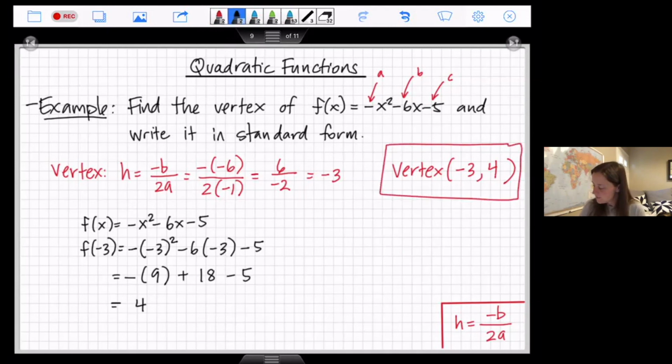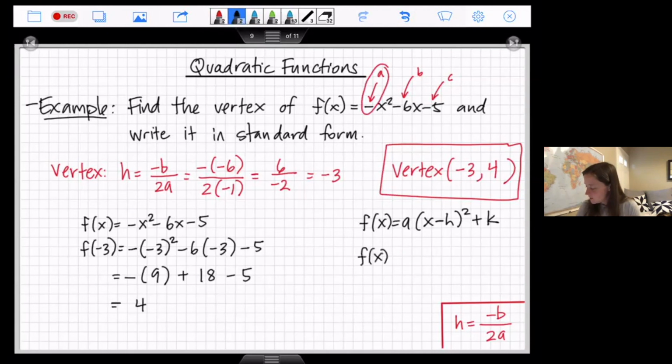So let's remember that standard form is a times x minus h squared plus k. The a, remember I said that the a is the same a in standard form as it is in general form. So this a up here, that's negative 1, that's going to be a in standard form as well. Okay, so f of x equals negative 1. You can just write it as a negative x. Minus h comes from the vertex, right? So minus a negative 3, or you can just think about changing the sign to plus 3 squared, plus k is that plus 4. All right.